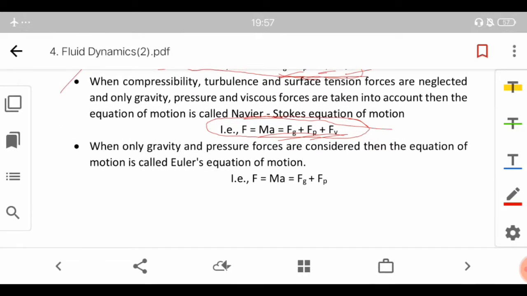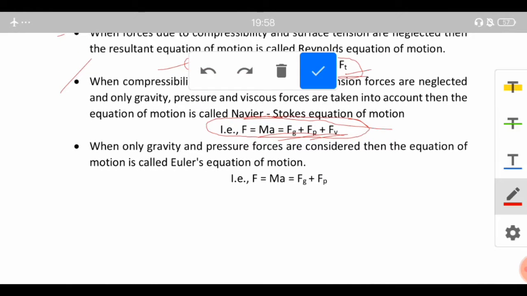Now when only gravity and pressure forces are considered, and we have now excluded the viscous forces, this equation will be known as the Euler's equation of motion, and that is dependent totally on the gravitational force and the pressure force. F is equal to ma, which is equal to Fg plus Fp.